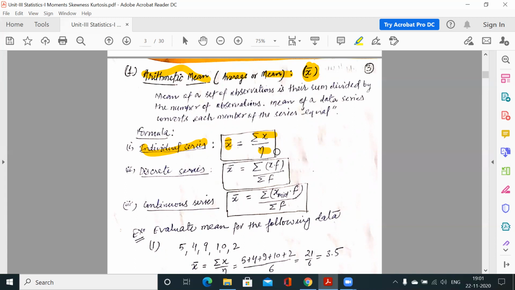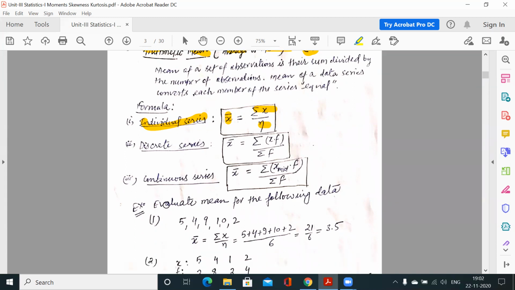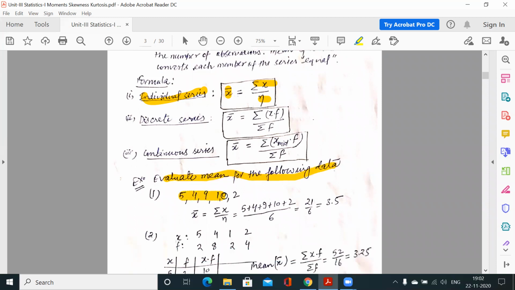Suppose this is the example. Evaluate mean for the following data: 5, 4, 9, 10, 2. This is an individual series because there is no frequency. All the data points are given in a single series without frequency. So how to calculate the average or the mean? x bar is summation of x divided by number of observation points. So how many points are there? 1, 2, 3, 4, 5.